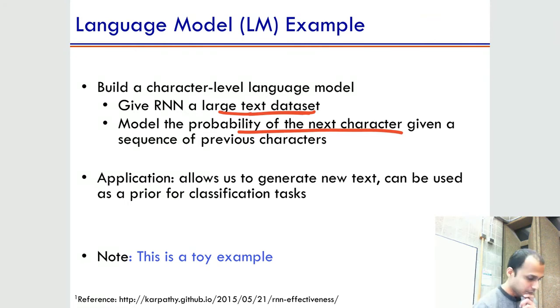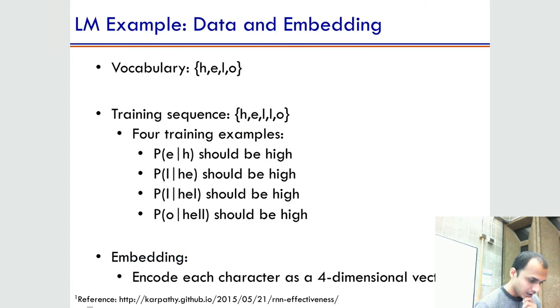Let me look at a very small example. Let's say our vocabulary size is 4. We only have 4 characters: H, E, L, and O. Let's say we only have one training sequence, H, E, L, L, O. There could be more, but let's say this is the set. Then we can create 4 training pairs for this language model construction. What do I mean by that?